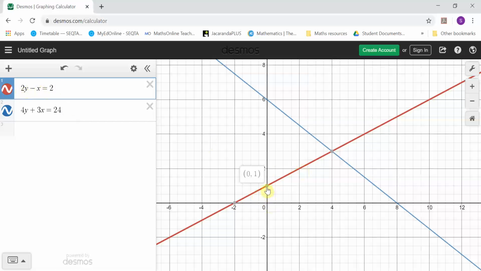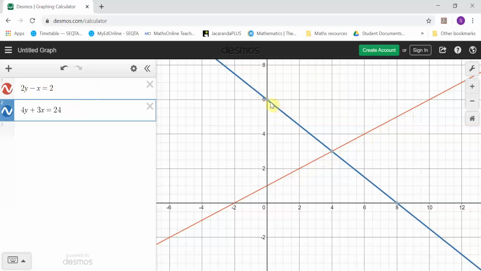Or if we try this point here, where x is 0 and y is 1, 2 times 1 is 2, minus 0 equals 2. Or if we try this point up here, where x is 6 and y is 4, 2 times 4 is 8, minus 6 equals 2. Every single x value along this line and every single y value are solutions to the equation 2y minus x equals 2. And the same thing applies for our blue line.